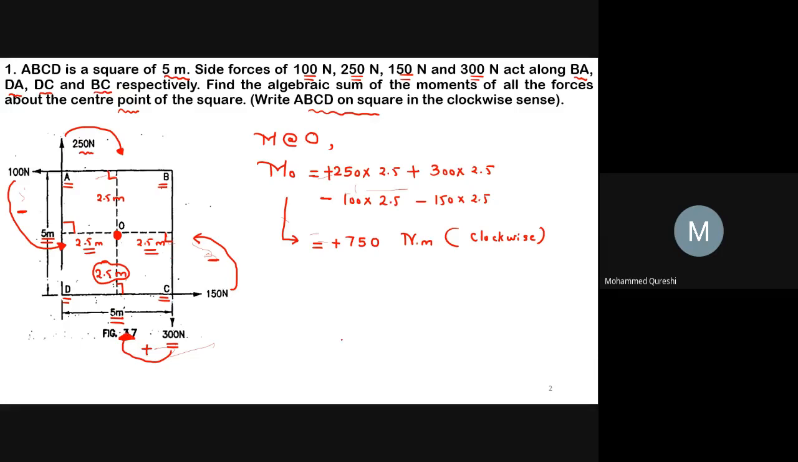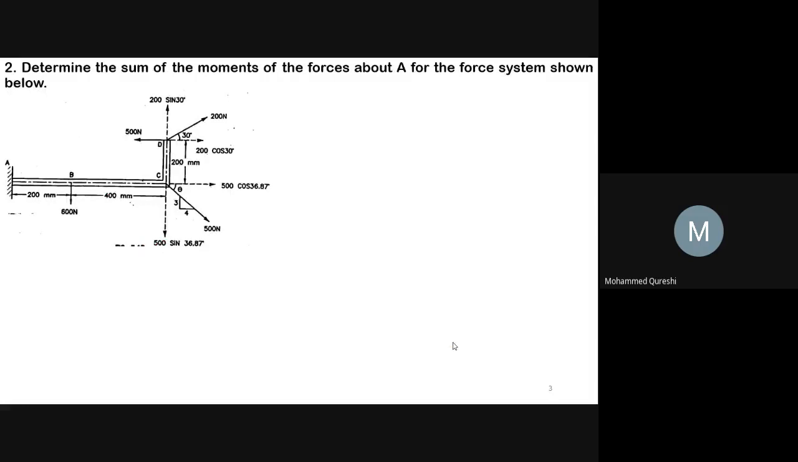Just remember one formula. What is moment? Moment is nothing but force into perpendicular distance. So put the value of force and put the value of perpendicular distance, so you will get easily the moment of a force. So this is the basic example related to the moment of a force. Just simply multiply the force with respect to distance and consider the sign positive for clockwise and negative for anti-clockwise direction. Now we will go for another example.